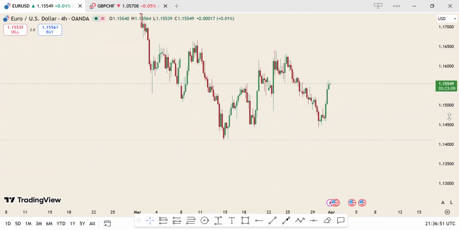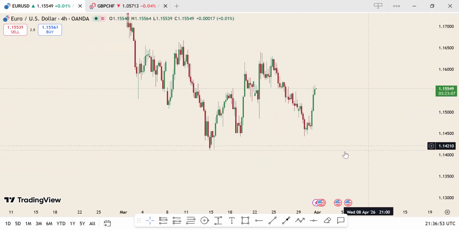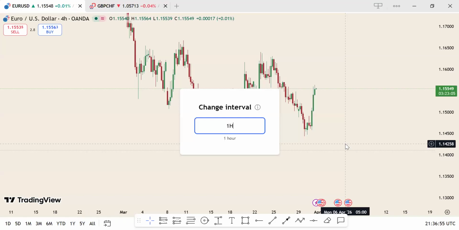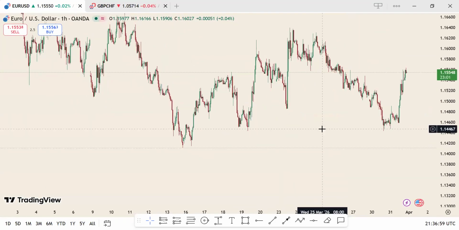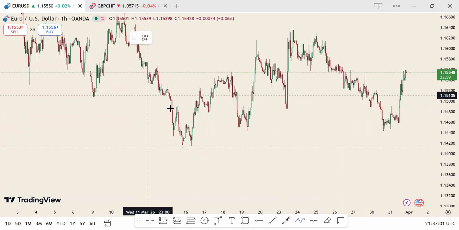Okay, look at this trade from this month, last week, I think. So let's go down to 1 hour and have a better view of this trade. So from here, you can see the sweep. You can see the sweep.